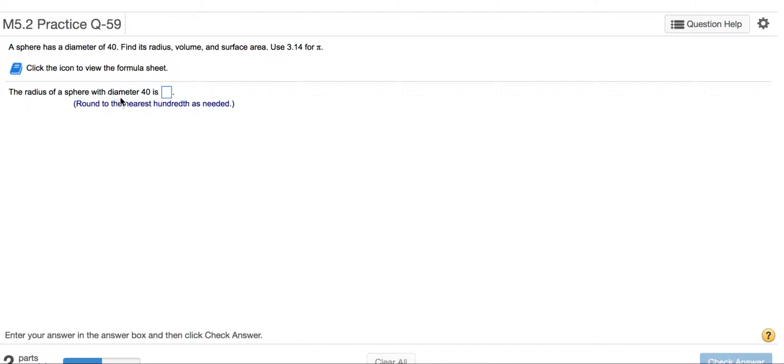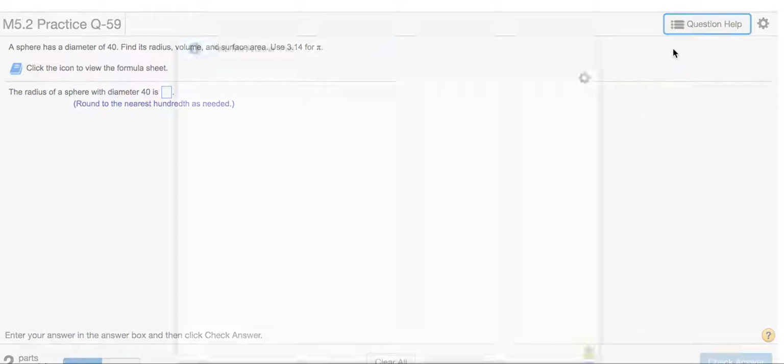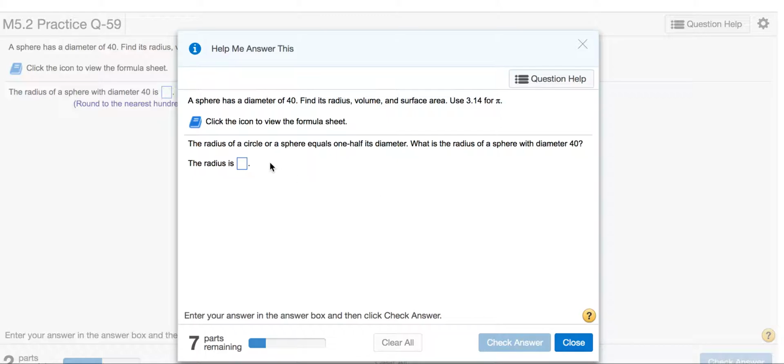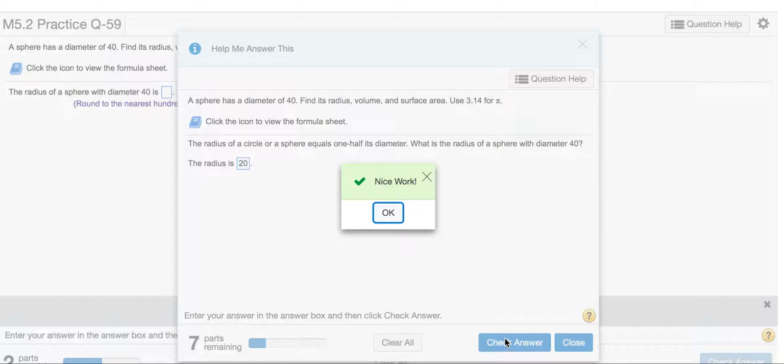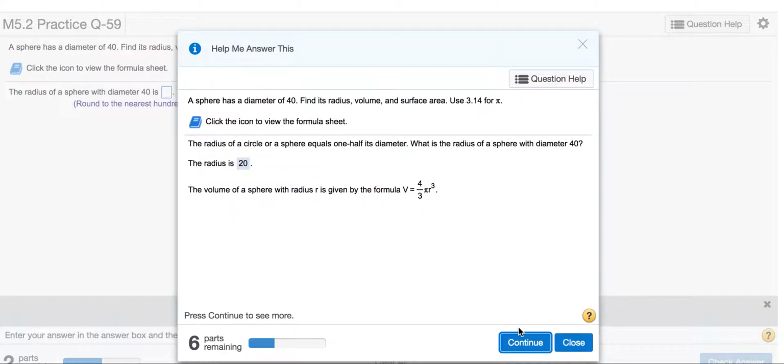So the radius of a sphere with a diameter of 40. I'm going to go to question help here. We need to remember that the radius is always 1/2 of the diameter. So if the diameter is 40, the radius is 1/2 of 40, which is 20. Part 1, done. That was the easy part.